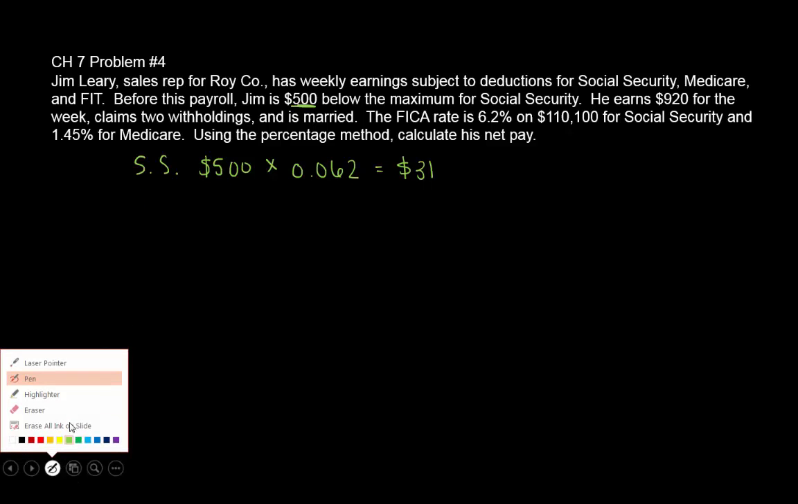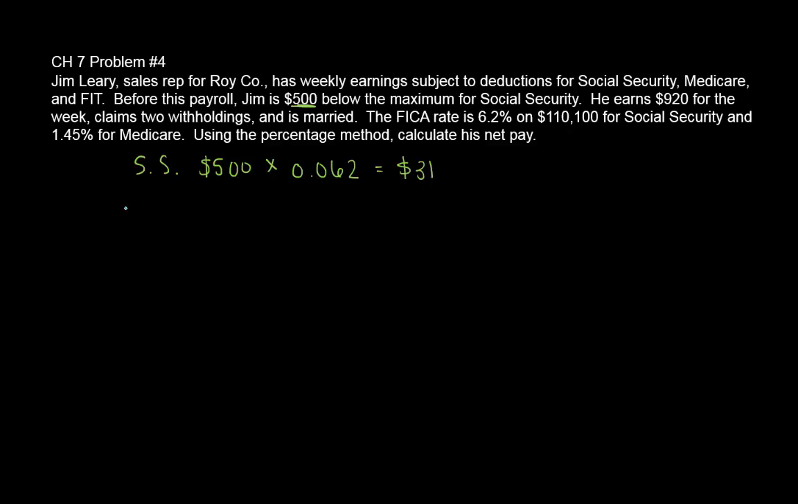Next, we're going to look at Medicare. Key things to note are that there are no upper limits for Medicare, so all $920 of his weekly earnings is subject to the 1.45% for Medicare. And what that means is we're going to take 920 times 0.0145, that's 1.45% in decimal format, and that'll give us $13.34.